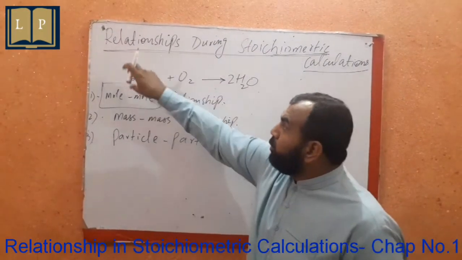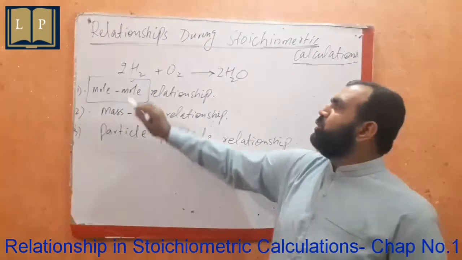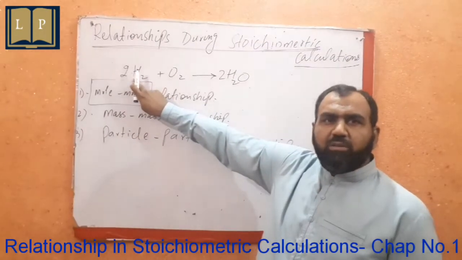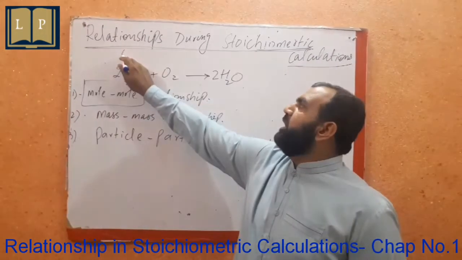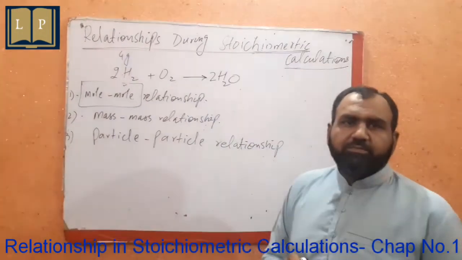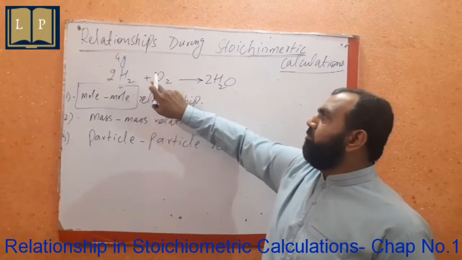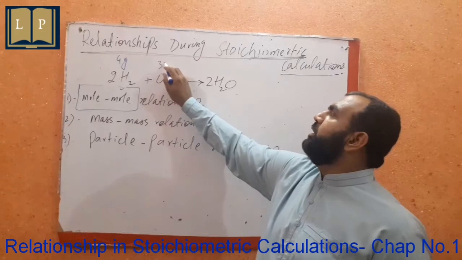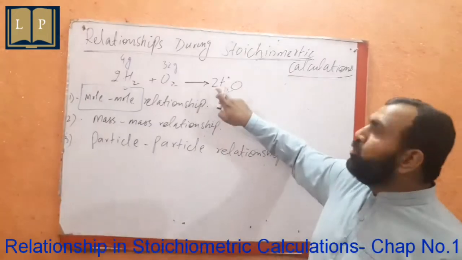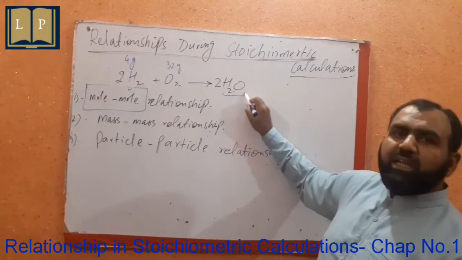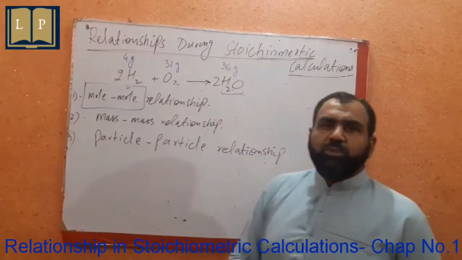Number two, we have to convert these moles into masses. For example, we know that the molar mass of hydrogen is 2. So if we are talking about 2 moles of hydrogen, how many grams do we have? 4 grams. Right? The molar mass of oxygen is 32 and we have 1 mole of oxygen here, so we have 32 grams of oxygen. Here we have water, 2 moles. The molar mass of water is 18, and because of 2 moles, 18 into 2 is 36 grams.